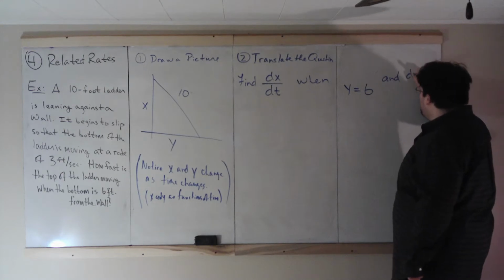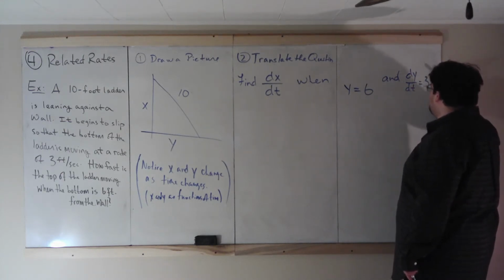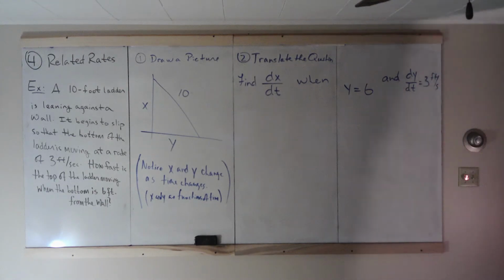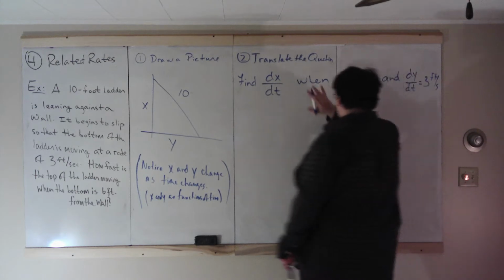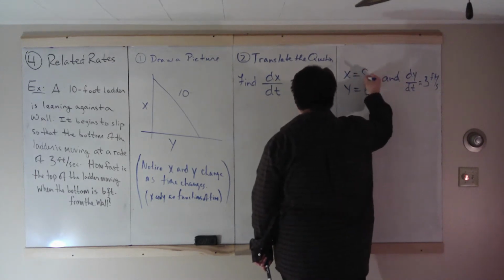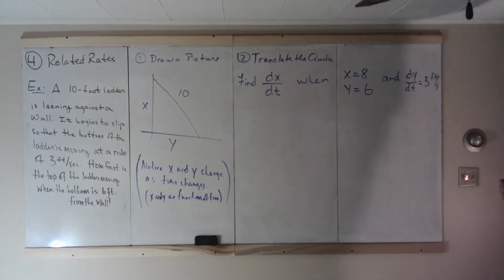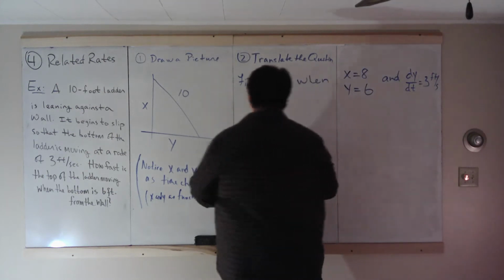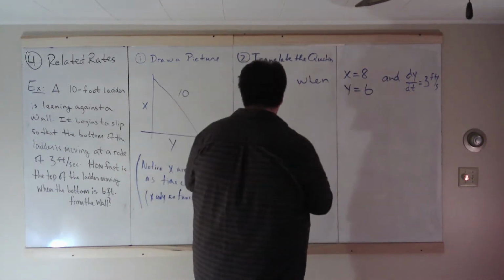So dy/dt is 3 feet per second. So this question is really saying find dx/dt given that picture when y equals 6 and dy/dt is 3. Well, there's a little more information we could take just from this. If y equals 6, then x equals 8, because it's a 3, 4, 5 triangle. So this question is really saying find dx/dt when y equals 6, dy/dt is 3, and in that situation, x equals 8.